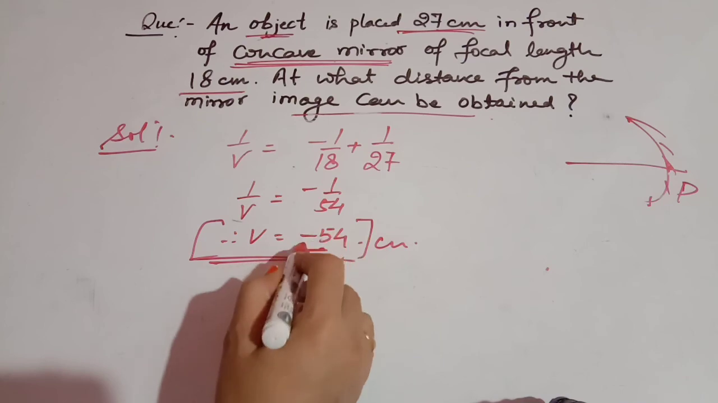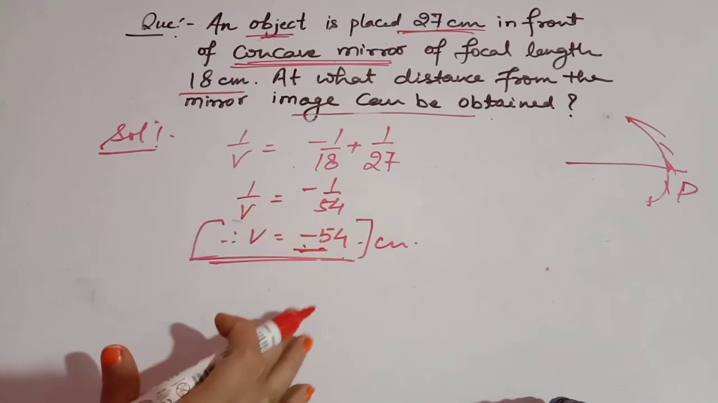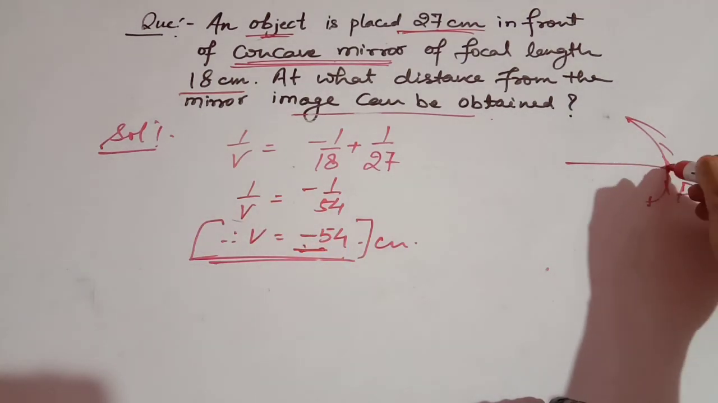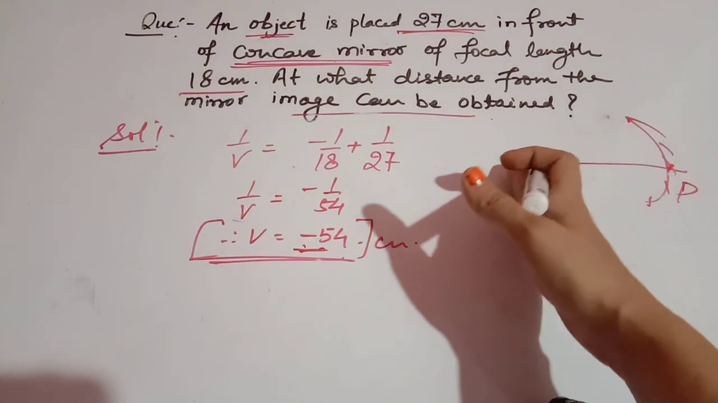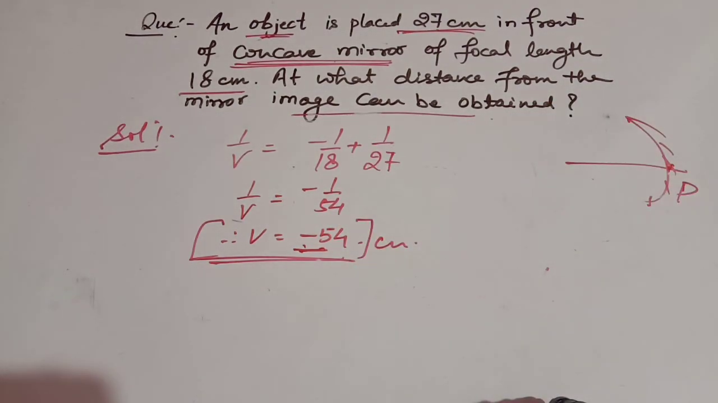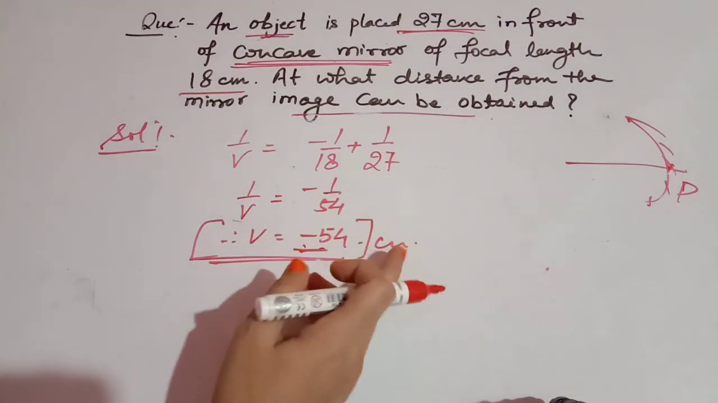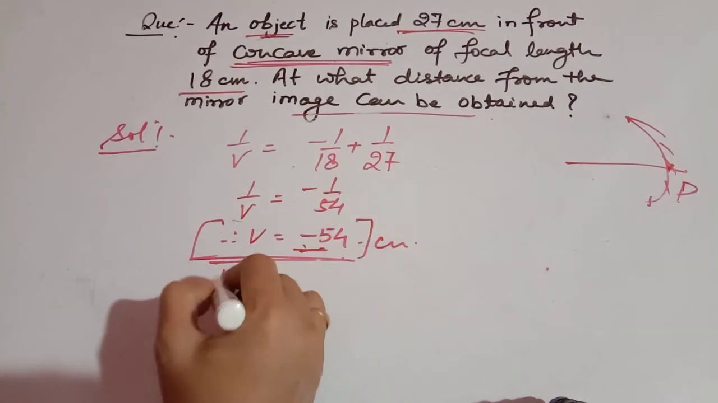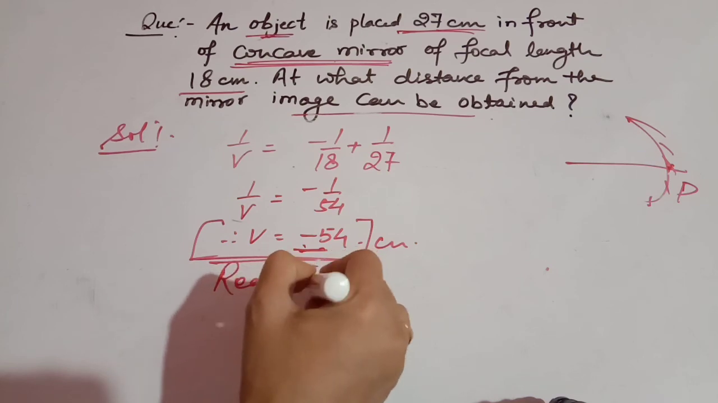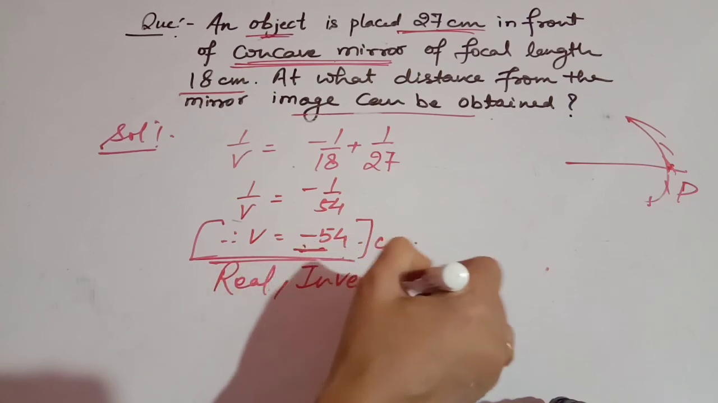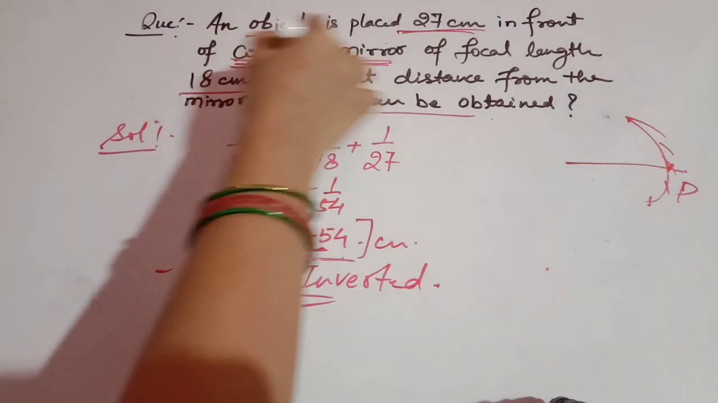So the image is formed on the left side of the mirror. Again from the pole, if you see the left side, the image will be formed there. Now what is the nature of the image? Just because it is a concave mirror, its nature will be real and inverted. Real and inverted. Why? Because it is a concave mirror.